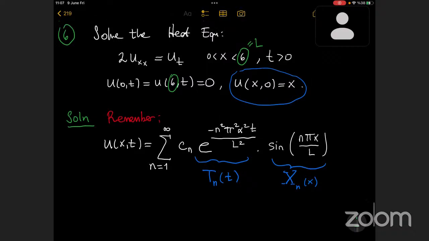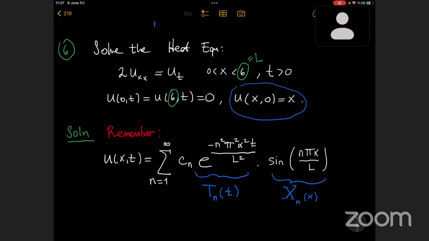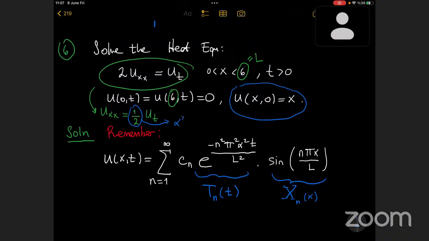What is alpha here? Alpha is, remember, you can write this as u sub x is equal to 1 over 2 u sub t, and this is alpha square, sorry. It's alpha square in the form of heat equation. So this is 1 over 2. This is 36 because L is 6, and here this is 6. Okay.